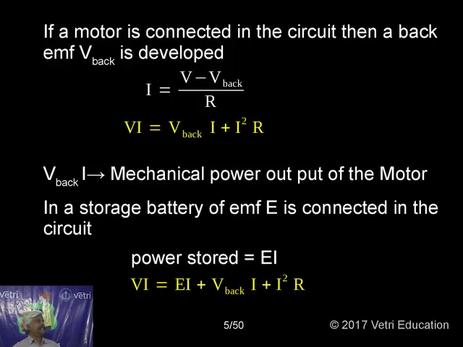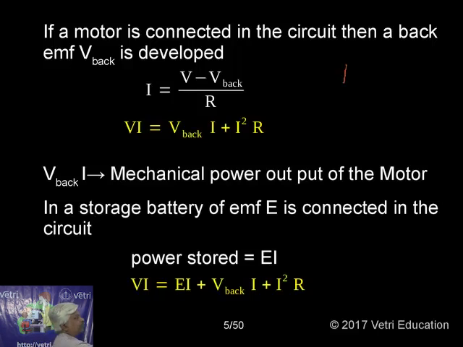So there is a concept. If a motor is connected in the circuit, for example, a motor running separately is different. The battery separately reducing voltage is different. If it is connected to an electrical circuit, then back EMF is developed. If it is a motor, back EMF is developed. This is in the central syllabus. What is a back EMF? I is equal to V by R, the same formula. Since back EMF is developed, we have to subtract: V minus V back by R.